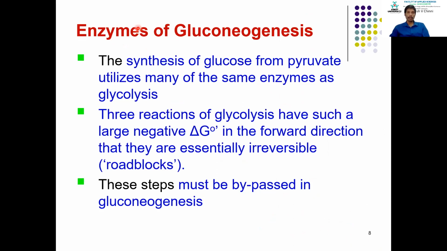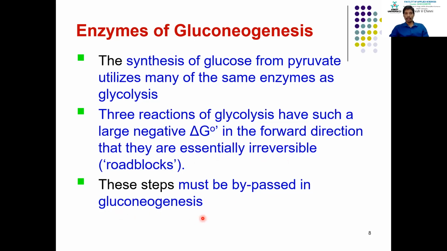Okay, enzymes of gluconeogenesis. The synthesis of glucose from pyruvate utilizes many of the same enzymes as glycolysis. Just now I mentioned that to you. Three enzymes of glycolysis have such a large negative standard Gibbs free energy change in the forward direction that they are essentially irreversible. When the standard Gibbs free energy change is very negative, a lot of energy is given off during that time. So how will it be reverted back? It's not so easy. That's why even ATP cannot help this reaction. So it is irreversible, and these steps must be bypassed in gluconeogenesis.